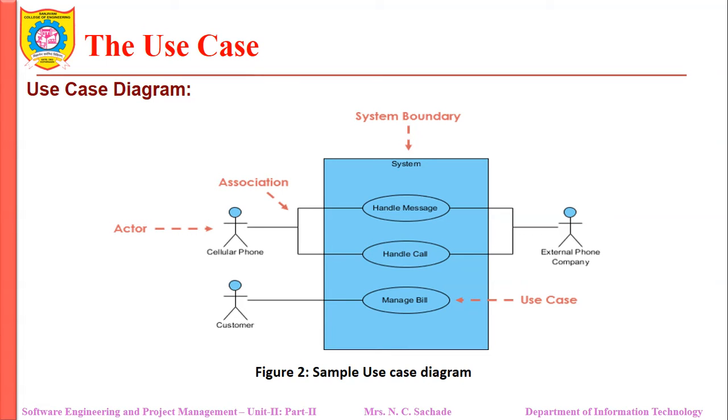So as you can see, we have this actor, and associations by the actor. So the actor here is a cellular phone. It is responsible for handling messages and calls, and the external phone company is assisting the cellular phone in handling messages and calls. So the customer is there to manage the bill, and this is what is called a use case. As you can see, this is the system boundary, so I can write the system name here. Associations are connecting links between an actor and a use case.